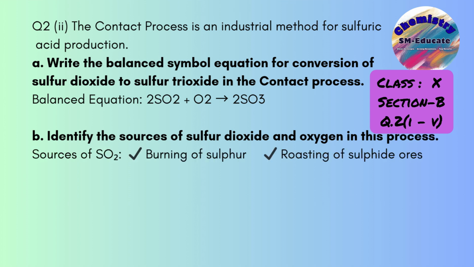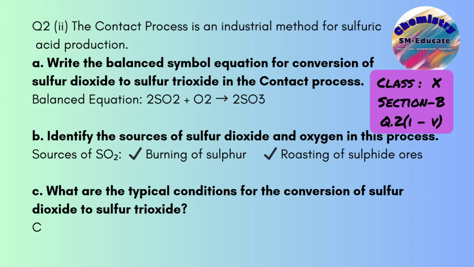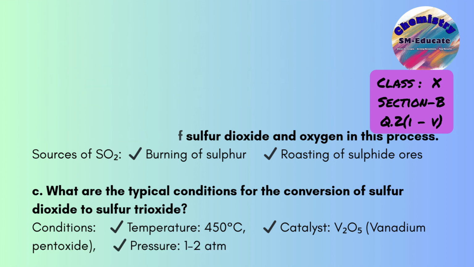C. What are the typical conditions for the conversion of sulfur dioxide to sulfur trioxide? Conditions are: 1. Temperature, 450 degrees Celsius. 2. Catalyst, V2O5, vanadium pentoxide. 3. Pressure, 1 to 2 atm.